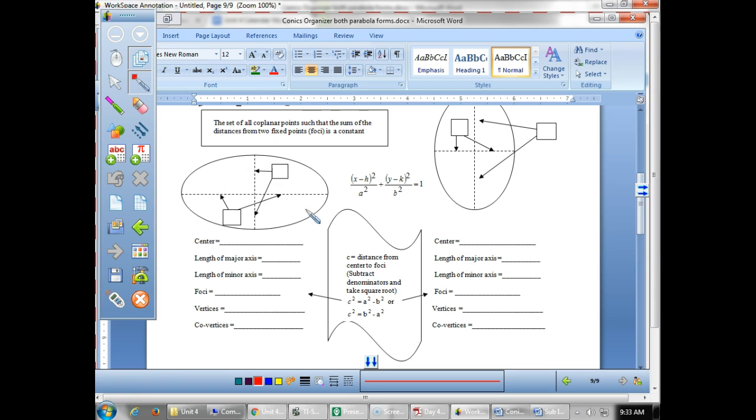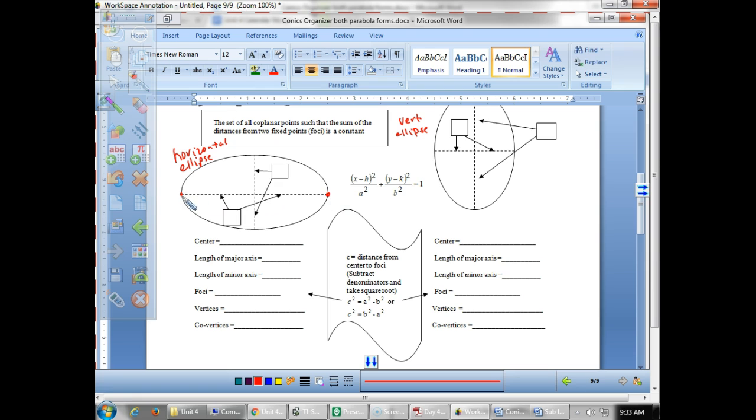So this is going to be our horizontal ellipse, and that just basically means it has a horizontal major axis. This is our vertical ellipse, meaning that it has a vertical major axis, which just means it's longer. Okay. Now a couple of things.